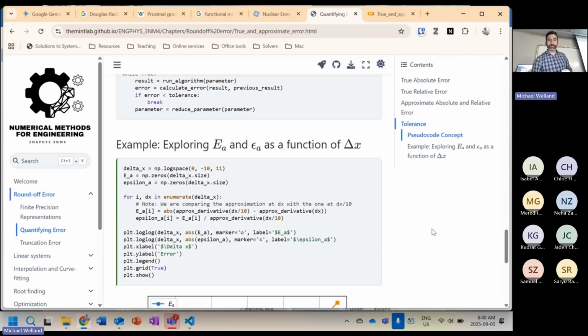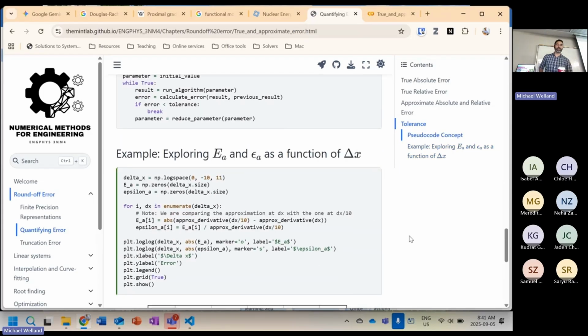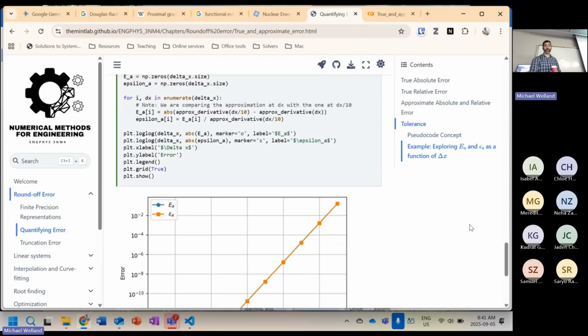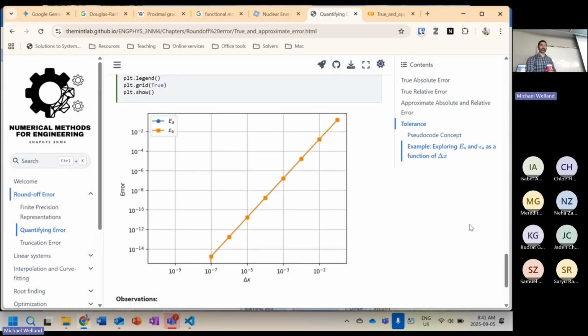Here's a fun one, right? Let's explore the tolerance in that derivative calculation for sine as a function of the step size, right? So as we get down to a smaller step size, the answer should get better and better and better, right? If we do this, plotting on a log-log scale, we get this plot here.